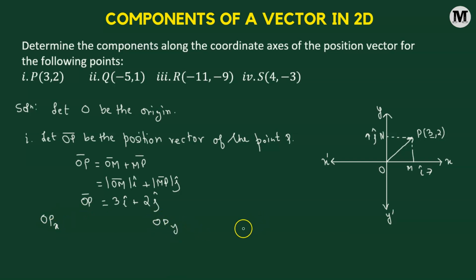Now our goal is to define the components of vector OP along the x-axis and along the y-axis. The component of OP along the x-axis is simply positive 3. The component of OP along the y-axis is the magnitude value, which is 2 units. Then the component vector of OP along the x-axis is given by 3 i cap, and the component vector of OP along the y-axis is equal to 2 j cap. Now that you have understood how to define the components of the vector OP along the x and y axes, we can easily solve 2, 3, and 4.